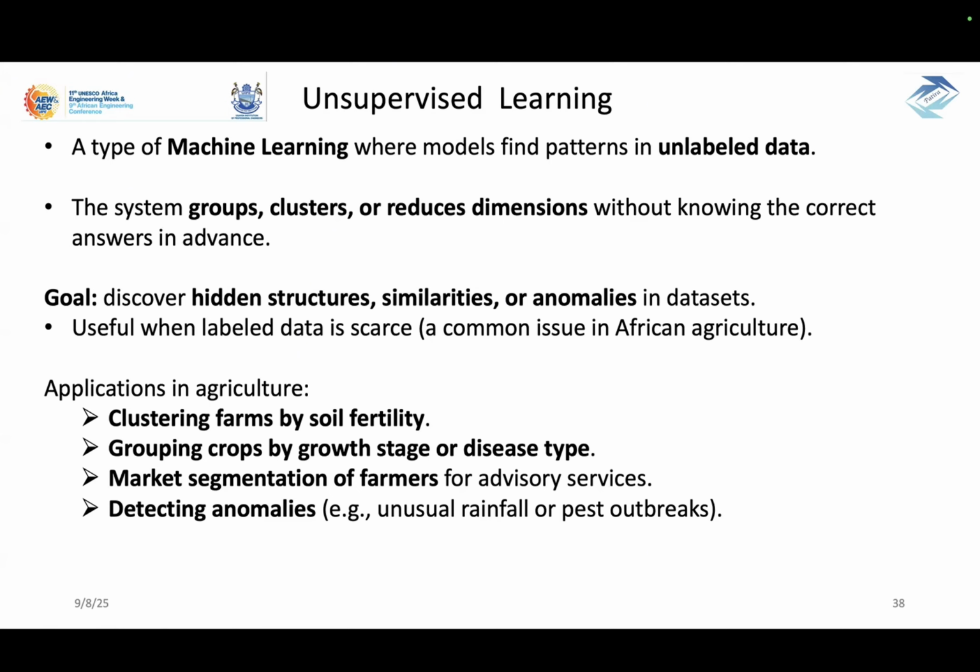So what's the application? Clustering farms by soil fertility. You can get information from all these farms. You go get maybe your neighbors in the village, you get their soil data, and then you push it into unsupervised learning, and you find these villages are clustered based on what? On the soil. Also, you can group crops by growth stage or disease type. Market segmentation of farmers, you can do that for advanced wealth services. You can also detect anomalies, e.g. unusual rainfall or pest outbreak.